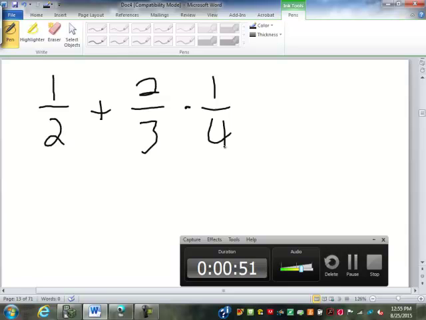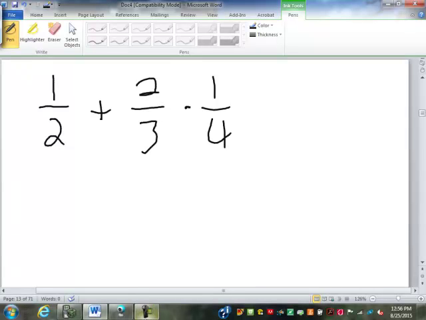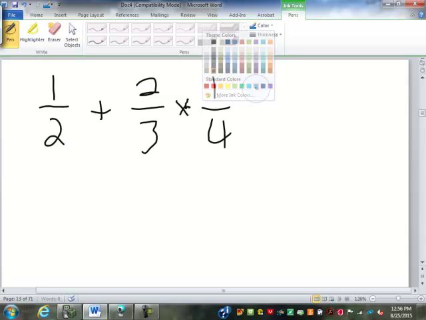Something like that. What do we have to do first? You have to do the multiplication. Very good. We have to do the 2/3 times 1/4. I'll do the little X instead. That better? So we have to do the multiplication first. You're correct. So we have to do 2/3 times 1/4.